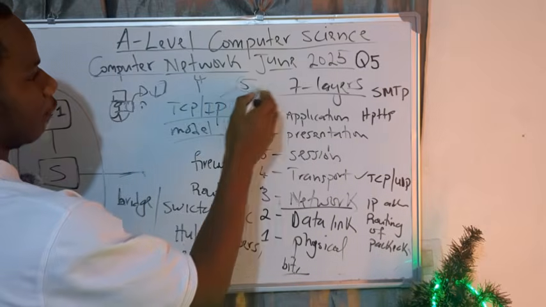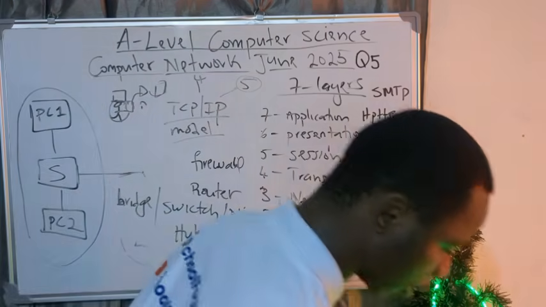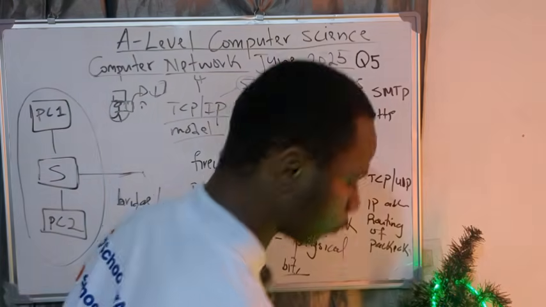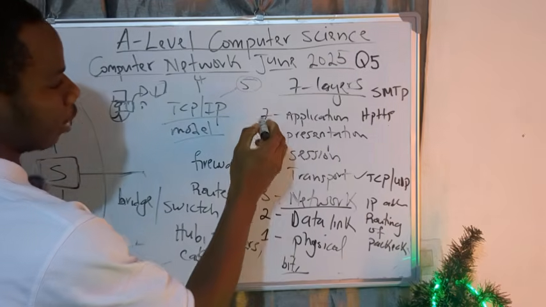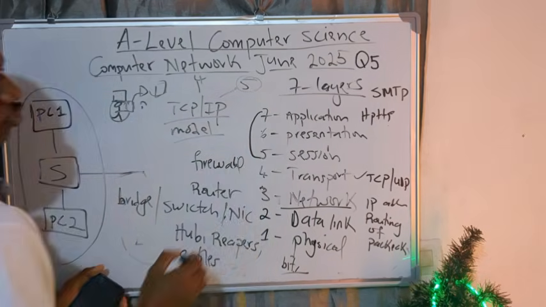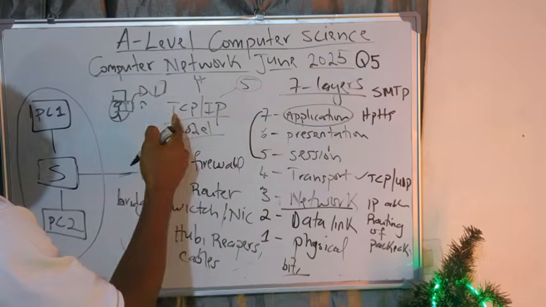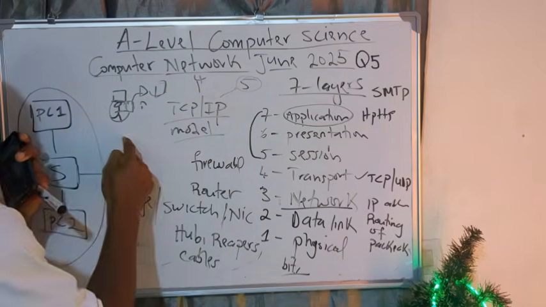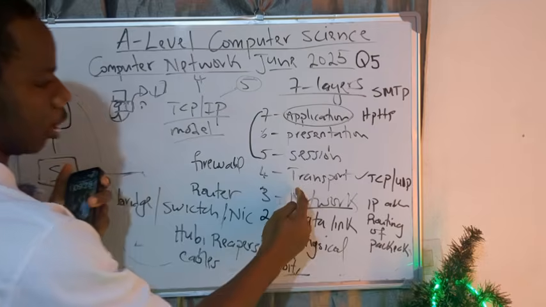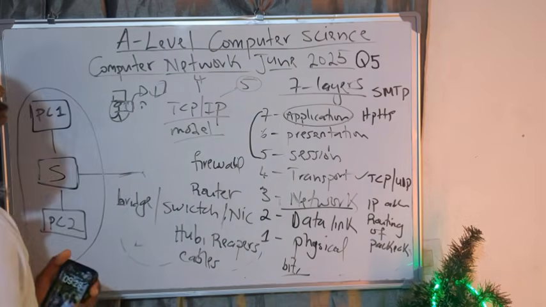When the model is made up of 5 layers, generally this is what happens. 5 layers simply means that the application, presentation, and session layer are combined into a single layer called the application layer. Meaning that when you are drawing the TCP/IP, you just start directly at layer 5, you write application layer. Then you jump directly to transport layer, network, data link, physical. Take note of that, please.